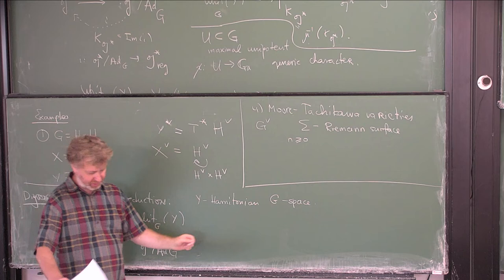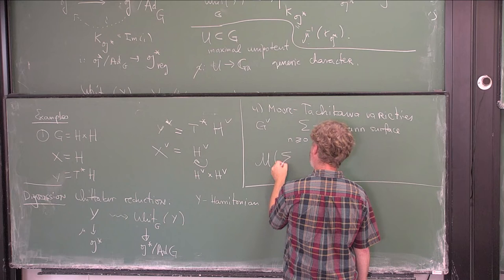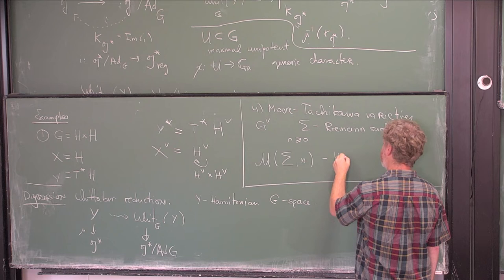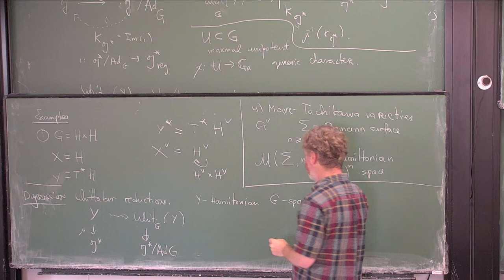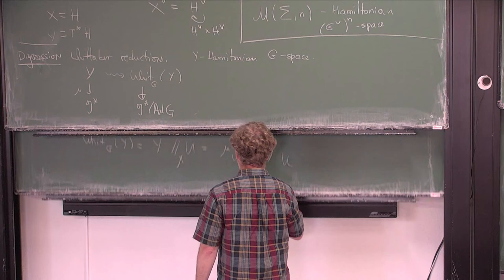Then Moore-Tachikawa predict the existence of some varieties with some very nice properties, depending on sigma and n, so this is some Hamiltonian G check to the n space. And these are supposed to behave nicely with respect to gluing of surfaces.